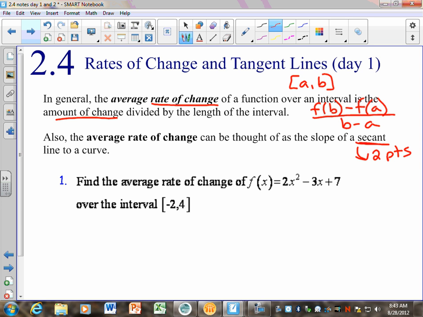So, find the average rate of change of this function over the interval from -2 to 4. All I'm going to do is find the average rate of change, or the slope of the line that would go from -2 to 4. Remember, this is not an ordered pair. This is your x-axis interval. This is like saying from -2 to 4, how much did my graph change over time? Or average, how much did it change?